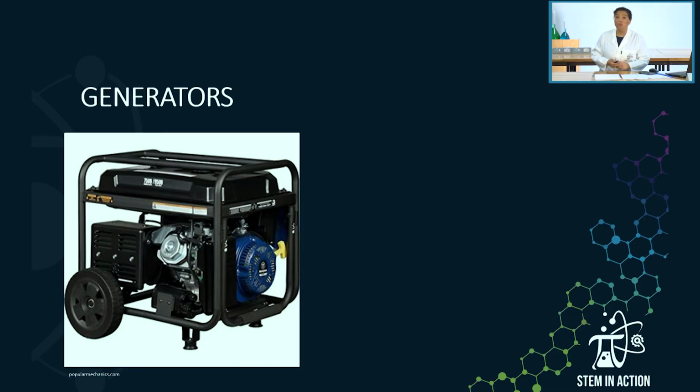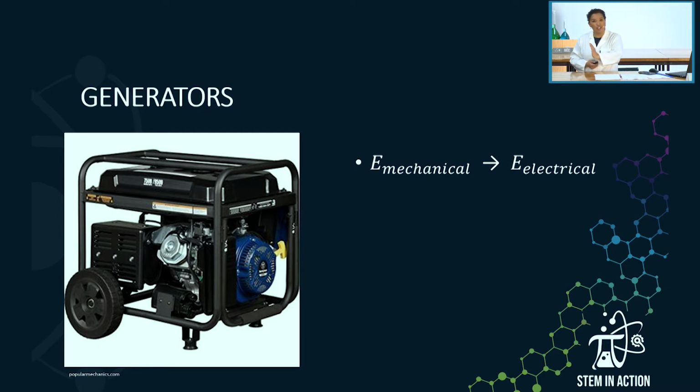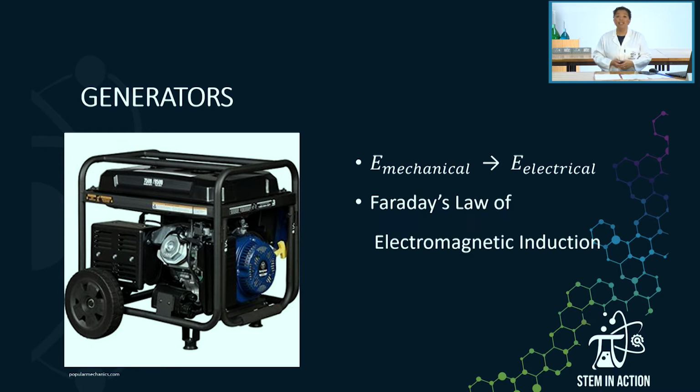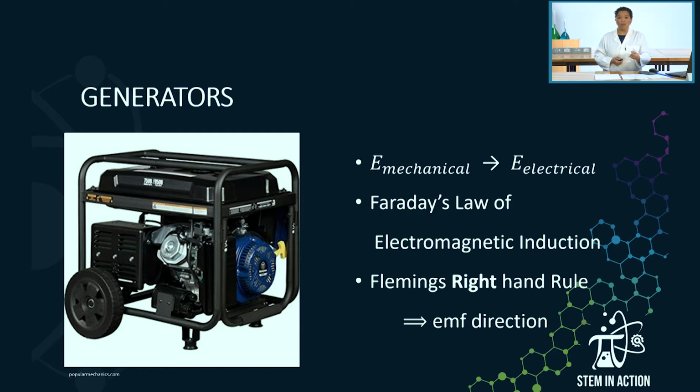So we've got a generator. I'm hoping that image brings about memories, hopefully positive ones. I always think of load shedding when I see generators. But it's important to realize that a generator is a device that converts mechanical energy to electrical energy. So we do not have a power source. We have to bring about an EMF or induce an EMF. It is based on the principle of Faraday's law of electromagnetic induction. And for generators, we can determine the direction of the induced EMF using Fleming's right-hand rule.